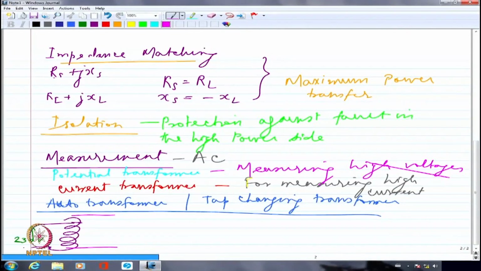There is no isolation here, clearly. The primary and secondary are essentially the same winding. The only thing is, fewer turns are there in the primary side and more turns are there in the secondary side. That's all the difference, right? So this essentially will allow me to step up or step down depending upon how many turns I am tapping.